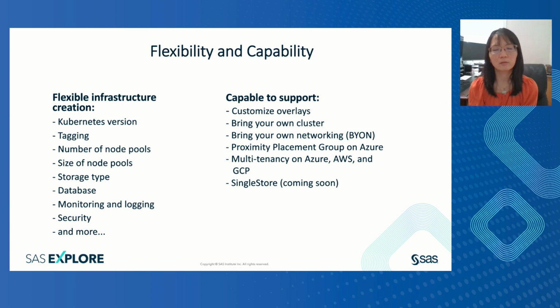Bring your own networking. Private networking, a lot of people prefer to do their networking themselves, right? We can support that too. Also, proximity placement group on Azure. But this is a little bit costly because it needs to be stood up at once. If network latency is an issue for you, you pay the price to have the PPG. We support multi-tenancy in Azure, AWS, GCP, and we are working to get SingleStore with the DaC.